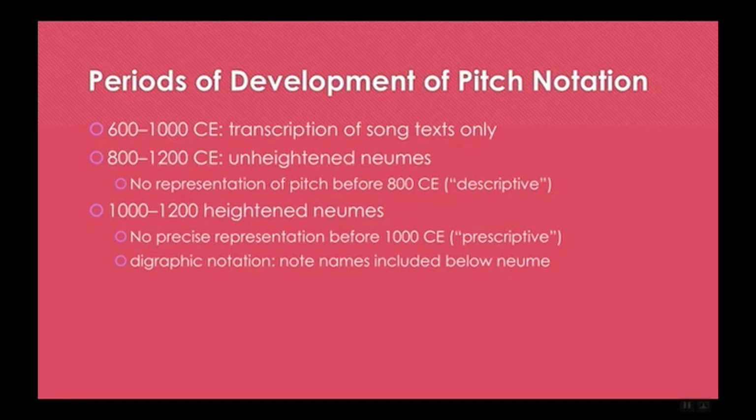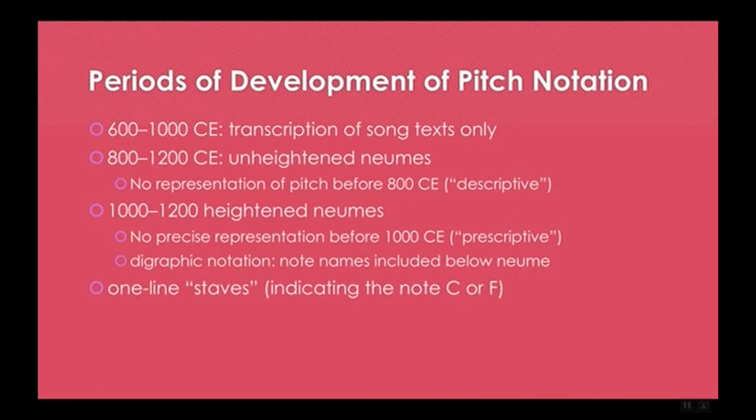But I just want to point out that you also around this time are getting digraphic notation. So let's say you have an instrument and the notes are labeled A, B, C, D, E, etc. Sometimes what they'll do is they won't have a staff at all, but they'll have the little neumes, and then they'll have letters below it that say A and B and C. So that's called digraphic, because you've got the neumes, and then you've got letters, but the neumes are still not heightened, I think, at this point.